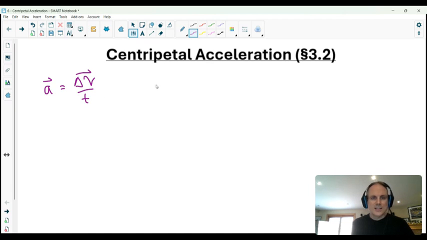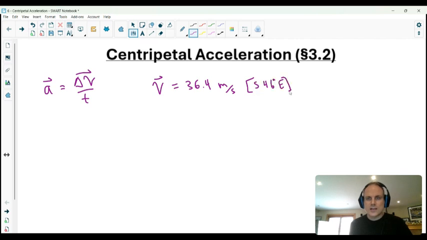Now, if I had a velocity, I'm going to choose one here. I'm just going to make one up. Let's say 36.4 meters per second. That's not actually a velocity because it only has a magnitude. So a velocity, being a vector, needs magnitude and direction. So I'm going to add a direction here. I'll say south, 46 degrees towards the east. Now that is a proper velocity vector.